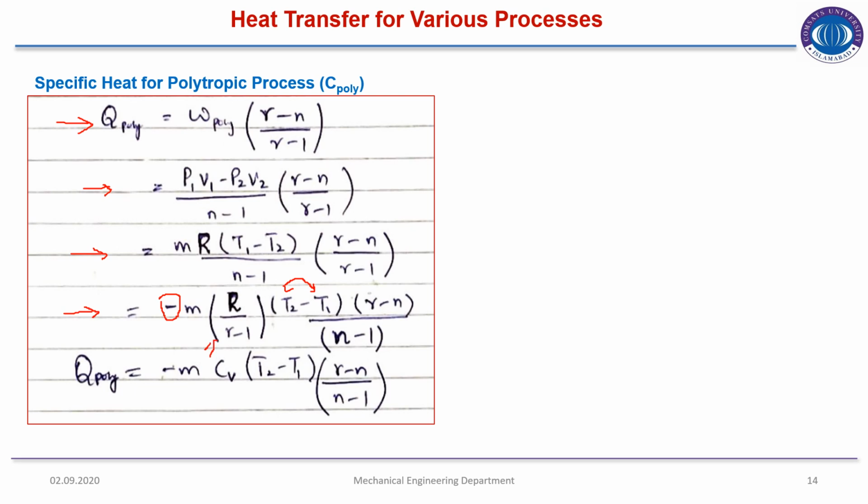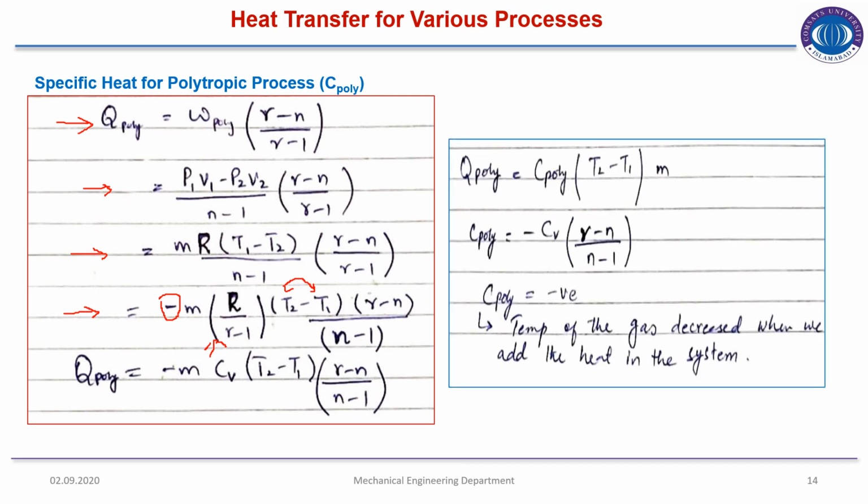This expression was also derived in the previous slide, how Cv was converted into R over gamma minus 1. So Q polytropic is equal to minus M Cv (T2 minus T1) into (gamma minus n) over (n minus 1). Here we have taken the expression for C polytropic is equal to minus Cv into (gamma minus n) over (n minus 1).